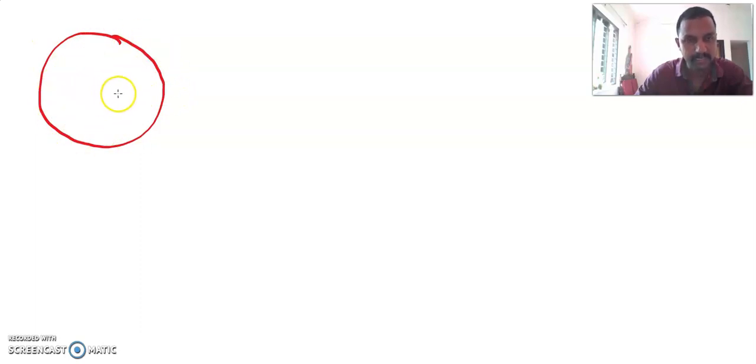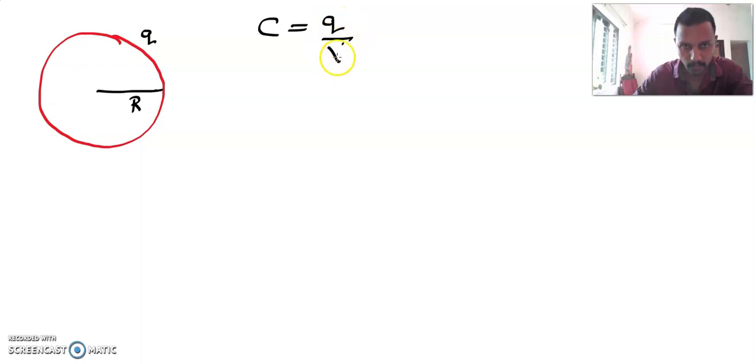Assume that this is a conducting sphere and let's say its radius is R. The radius of the conducting sphere is R and it is having a charge accumulated uniformly over the surface. The accumulated charge over the spherical conductor is Q. Our task is to find out the capacitance of the spherical conductor. For that, what's the basic definition of capacitance? It is C is equal to Q by V.